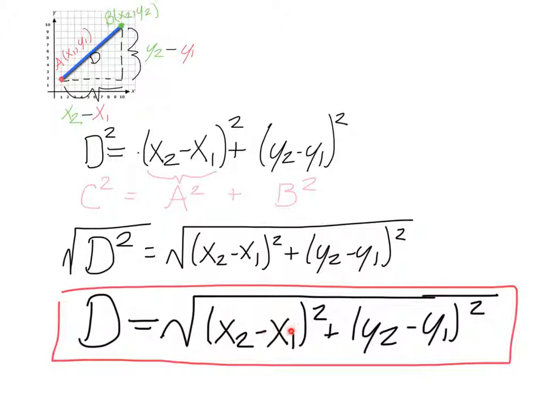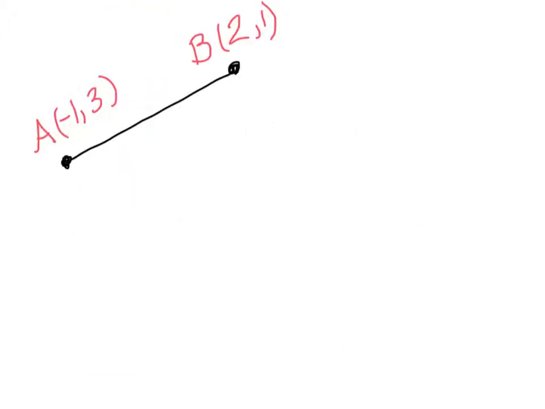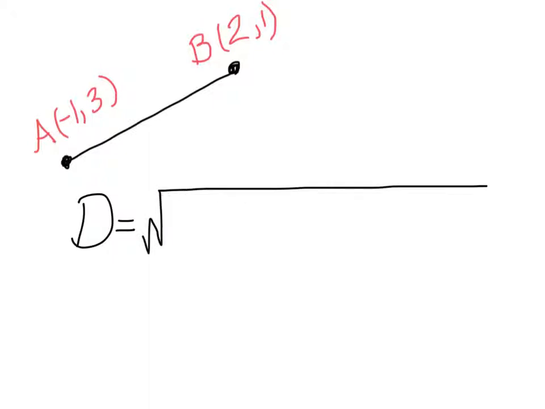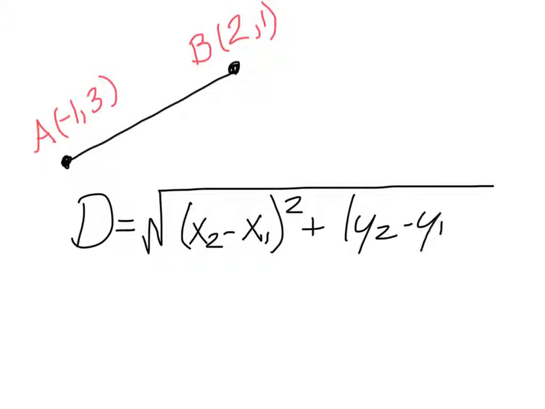Let's talk about how we might use this in actual problems. Consider a line that exists on a graph with the following points: A is negative 1 comma 3, and B is 2 comma 1. If we wanted to find the distance from point A to point B, all we would have to do is use our distance formula. So we would go ahead and write that out. D is equal to, you never forget the square root, of (x2 minus x1) squared plus (y2 minus y1) squared.